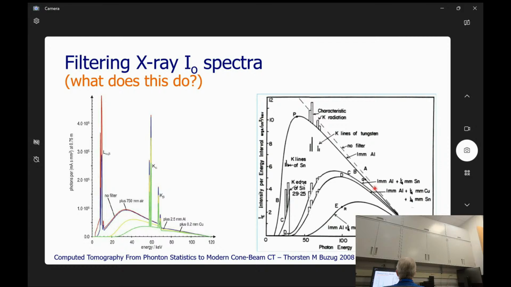I might use half millimeter copper. I might have half millimeter tin. In the Zeiss, they have proprietary filters, which are, I think, metal doped glasses, and they have low energy filters and high energy filters. But they're doing the exact same thing as we see here. I just don't know exactly what the reduction is where.